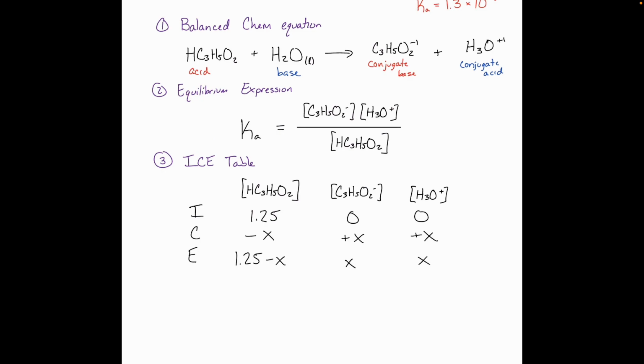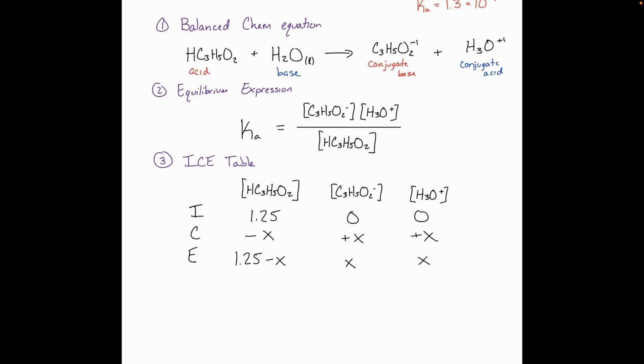All right, so I took my balanced chemical equation and I built my equilibrium expression here, stacking my products over my reactants. I omitted water, though, because it was that pure liquid, right? So its concentration is constant, so I don't have to include that in my equilibrium expression. I then built my ICE table, starting with my initial amount of acid. I don't start with any of my conjugate base or hydronium ion, okay?